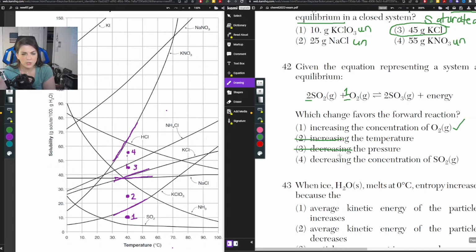So that won't work. If we decrease the concentration of SO2, the SO3 is going to break apart to make more of the SO2, and that'll send the reaction backwards as well. So this is going to be choice 1.